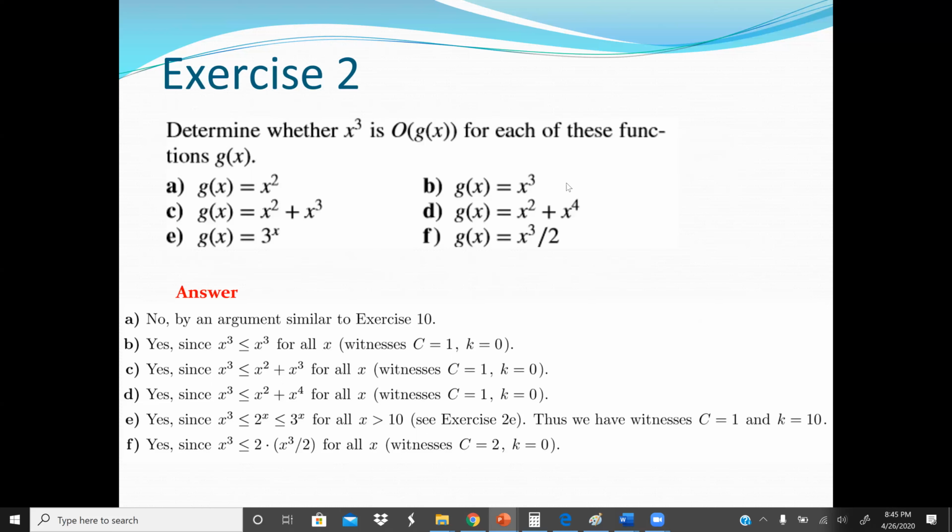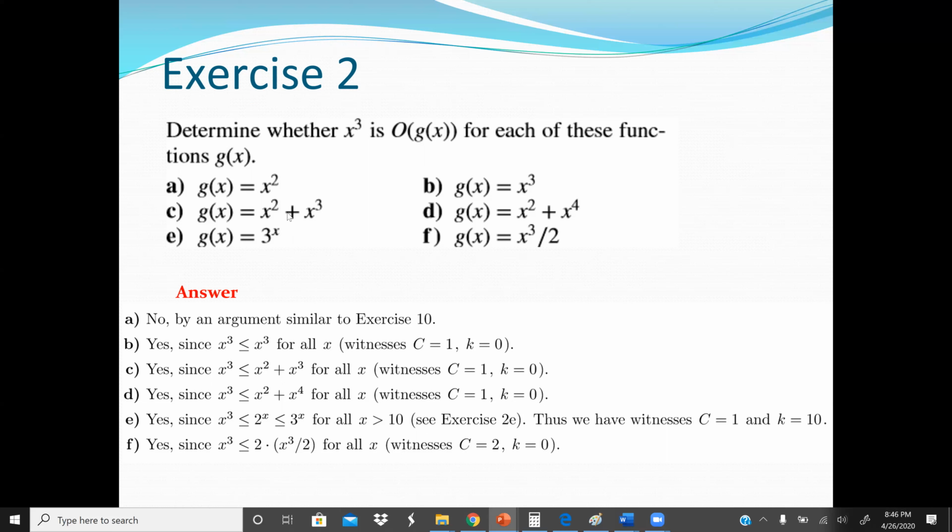B, we have s cubed and s cubed. So you will say yes. s cubed can be less than or equal to s cubed for all s. But this time the k will be 0 and c will be 1.